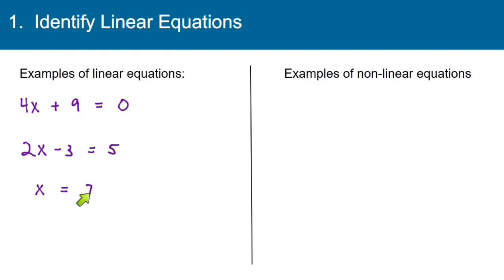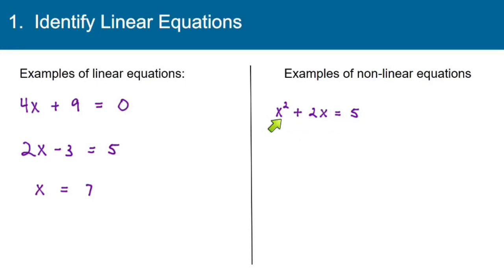Also, x equals 7 is considered a linear equation. In this case, a would be 1 because we don't see a coefficient, therefore we know the coefficient is understood to be 1. B would be 0 because this could be thought of as x plus 0, and c would be 7. Now for some examples of nonlinear equations, we have x squared plus 2x equals 5.